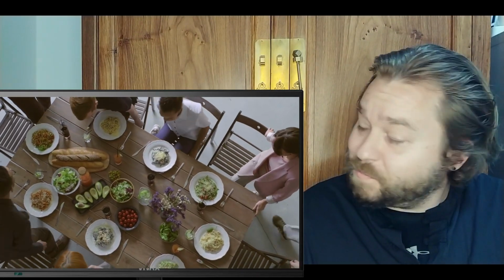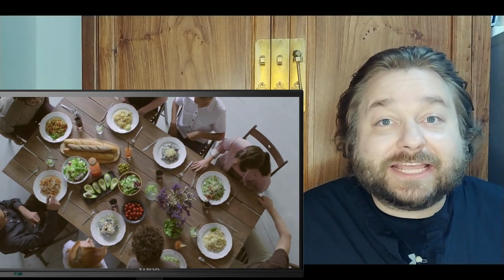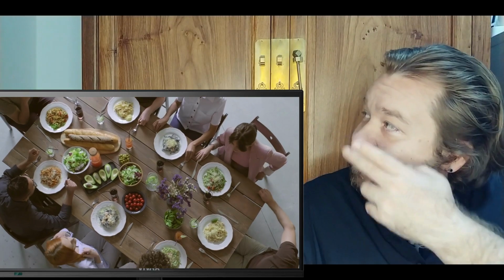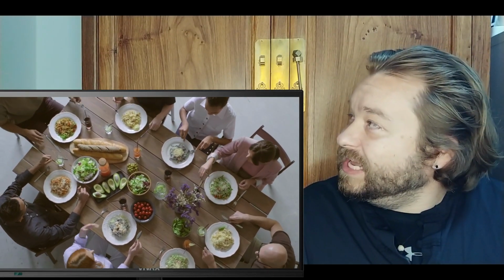What are they doing? They are eating. Right? They're eating. There's food. There is food. They are eating.